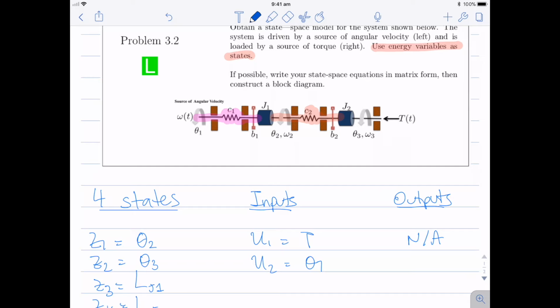Let's start by thinking about spring 2, the one that I've coloured in red. I can choose theta 2 minus theta 3 if I'd like, and remember, if we subscribe to the right hand rule, then theta 2 is going to look like this, and theta 3 is going to look like this.